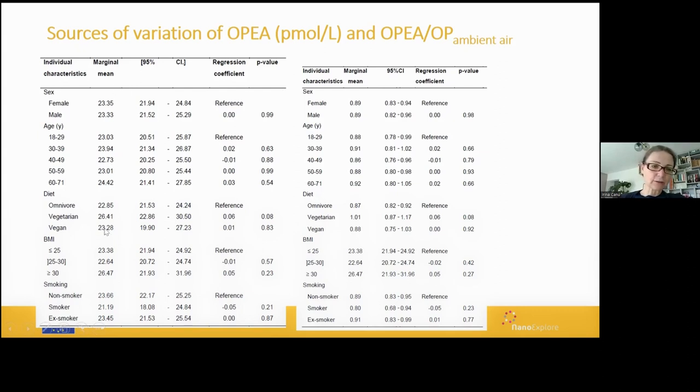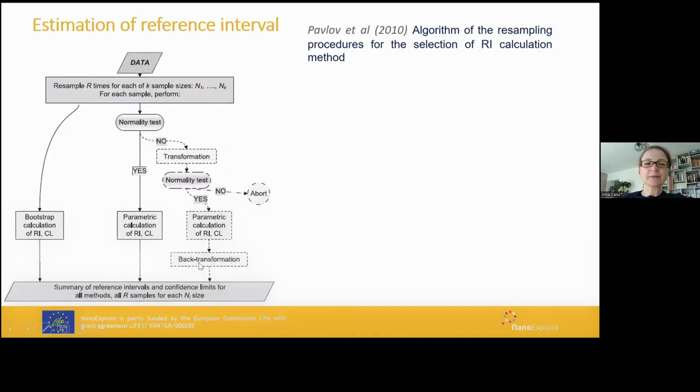And you can see that the values are pretty uniform, and even on the ratio OP in ambient air. So we don't need partitioning in this analysis. And it also means that OPI is a very robust biomarker, which does not differ between sex, between age group and smoking status, which is very good for a biomarker that we could further use in clinics.